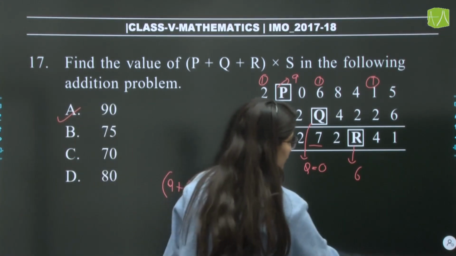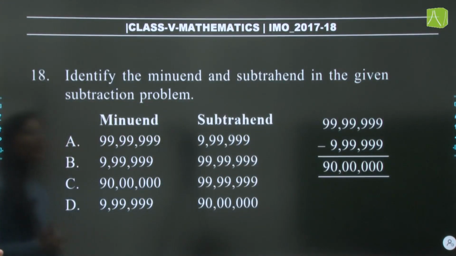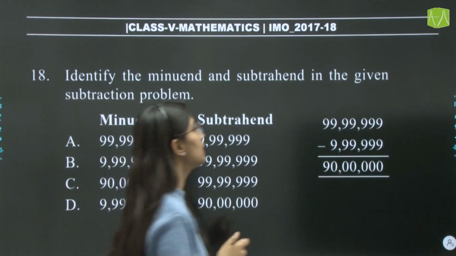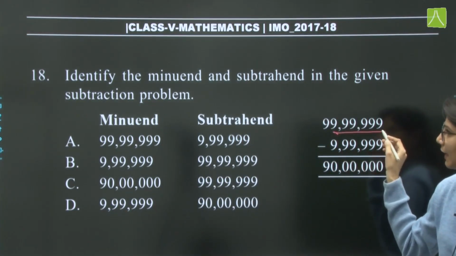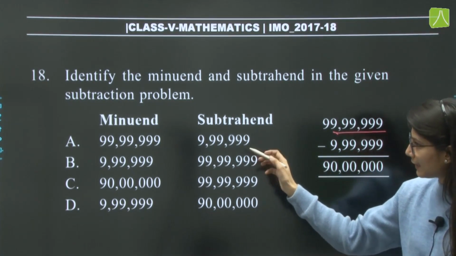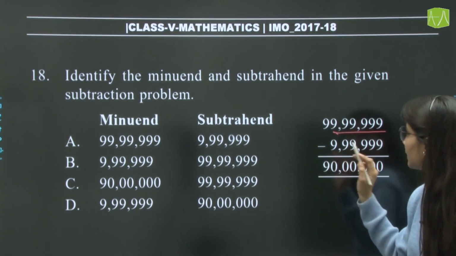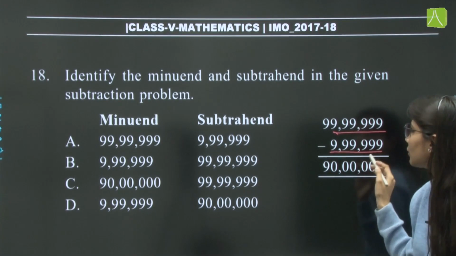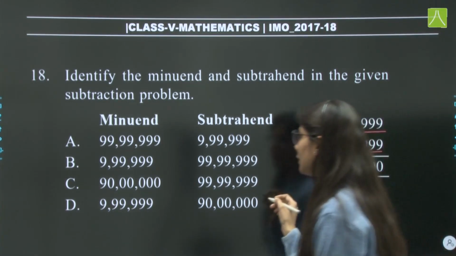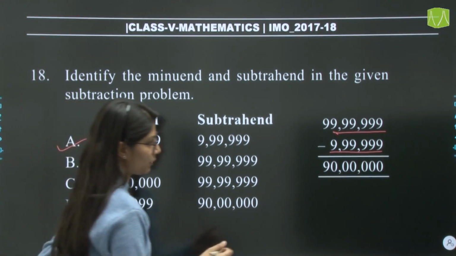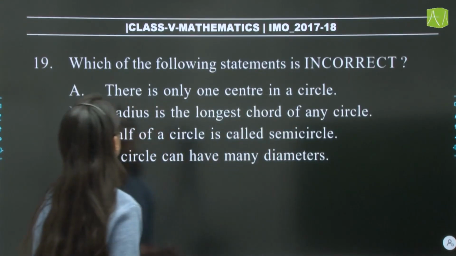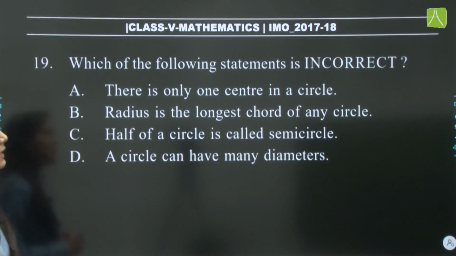Now let's move to the next question. Identify the minuend and subtrahend in the given subtraction problem. Very simple question. Minuend is what? जिसमें से हम किसी को भी subtract करते हैं. So this is minuend. You can find it out in option A. This is minuend and the subtrahend is 9,99,999. So the only option A match this. So option A is the right answer. Now let's move to the next question. Which of the following statements is incorrect?